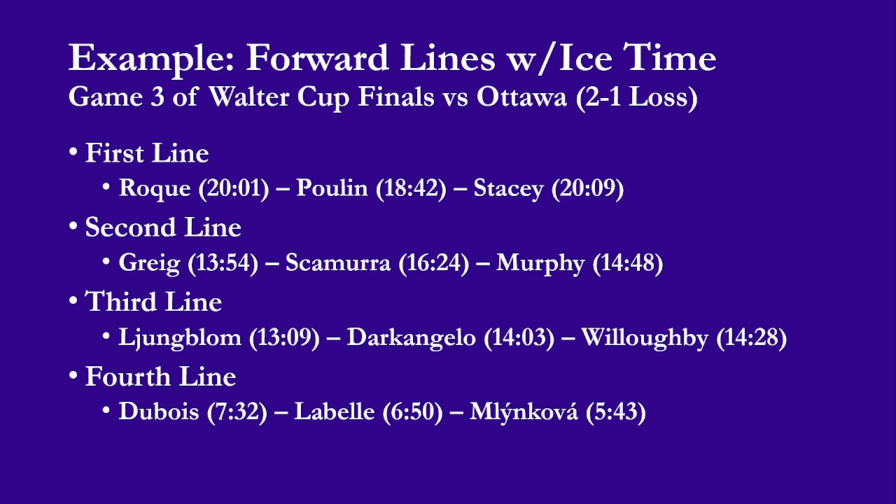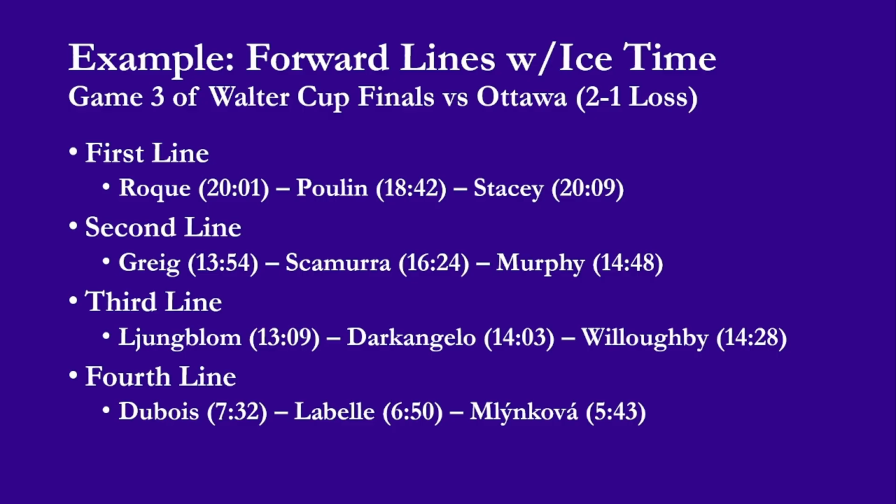You'll see here the top line was up over 20 minutes with the exception of Poulin. During this period, Poulin was nursing an injury and likely would have been over 20 minutes had she been fully healthy, just for added context to that. The spread between the top line and the lower lines is also higher. You can see the second and third line players have similar time on ice numbers. Meanwhile, the fourth line all played under 10 minutes.